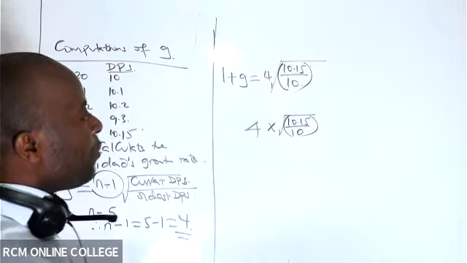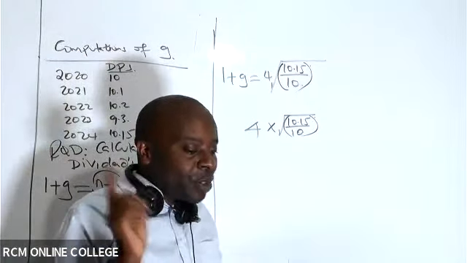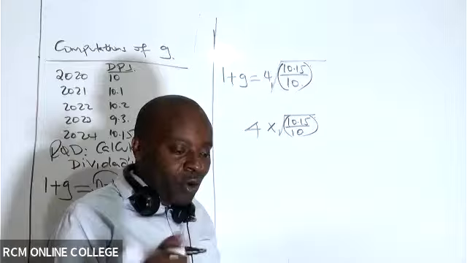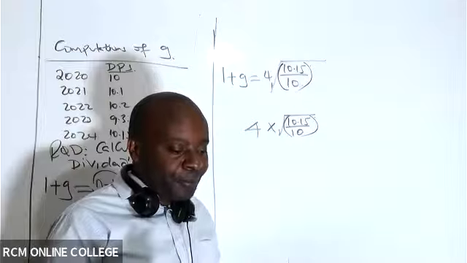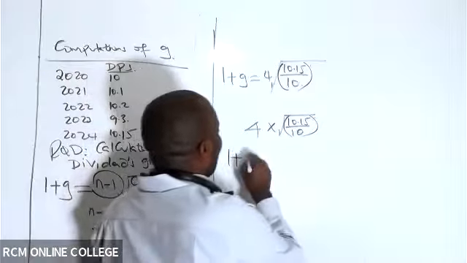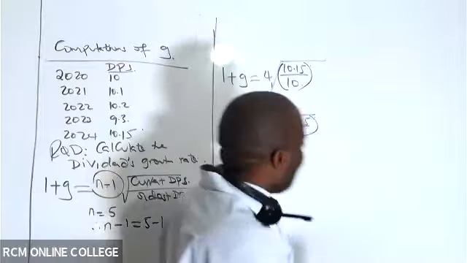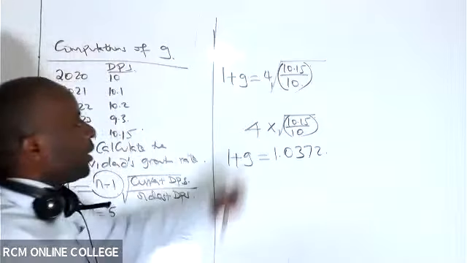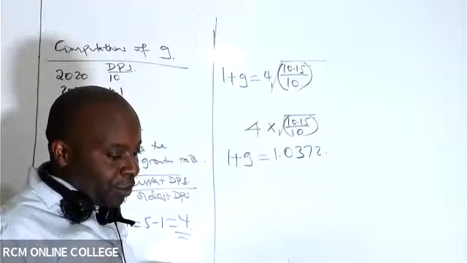Is there somebody who is able to give me this? Remember, we are using the x root. If you are very keen, you'll be able to see x root on your calculator pad there. So Kamau is giving me that 1 plus growth rate equals 1 point something: 1.0372. Is there somebody who is able to get this item to be 1.0372?